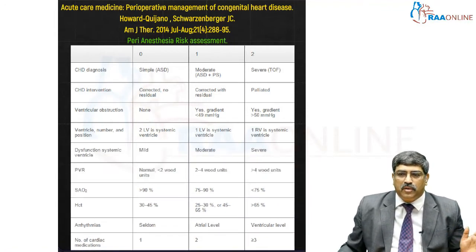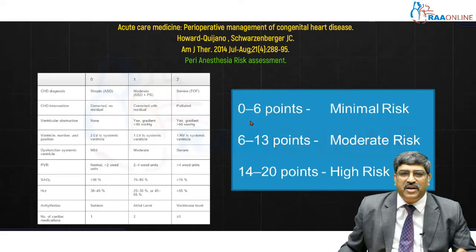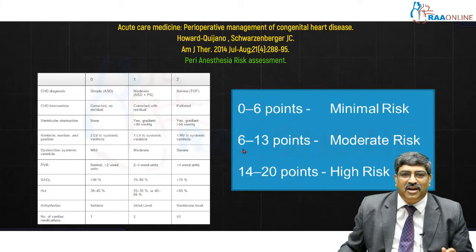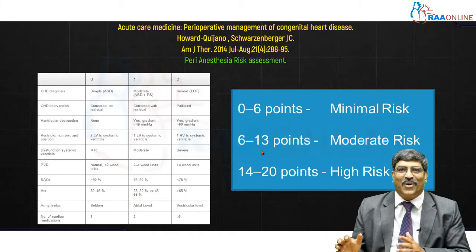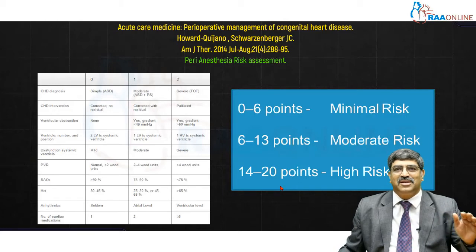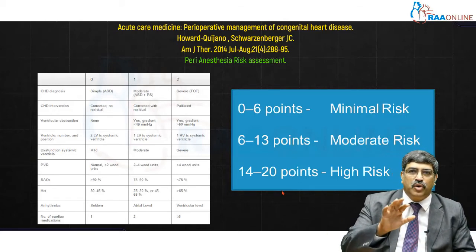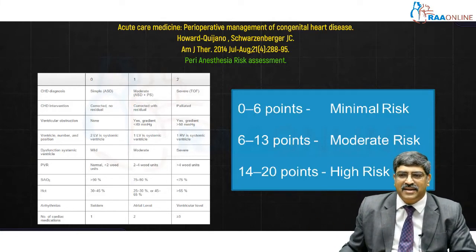How will you assess the risk with this scoring system? If it is between 0 to 6 points, the risk is minimal. If it is between 6 to 13 points, the risk is moderate. If it is between 14 to 20 points, the patient is going to fall in the high risk category. This is how you risk stratify the patient with congenital heart disease coming for non-cardiac surgery.